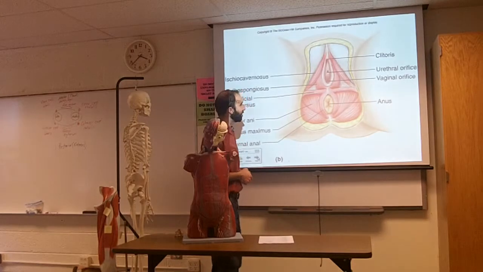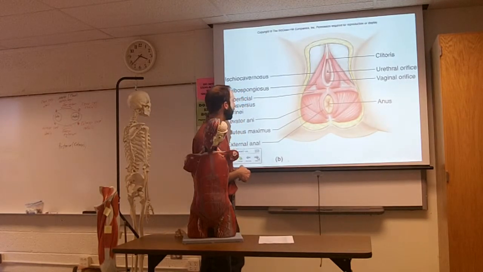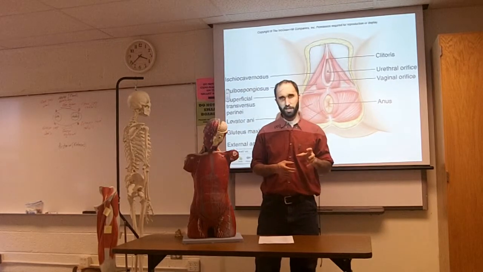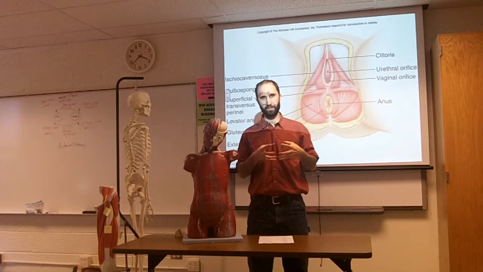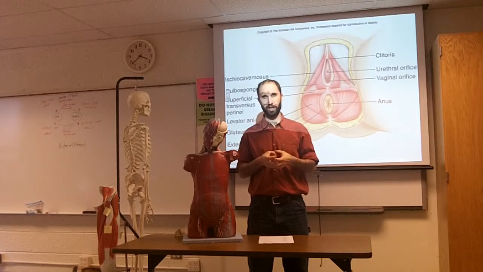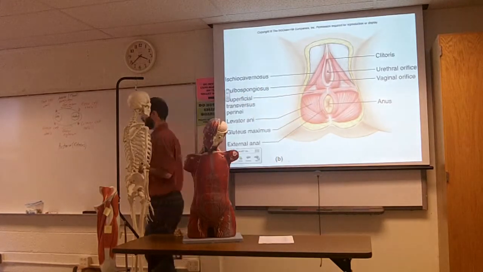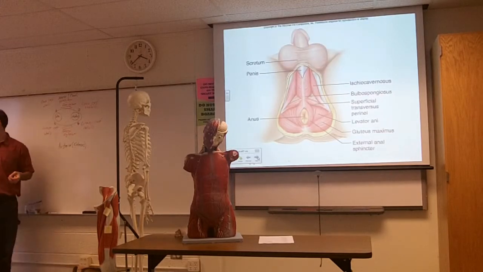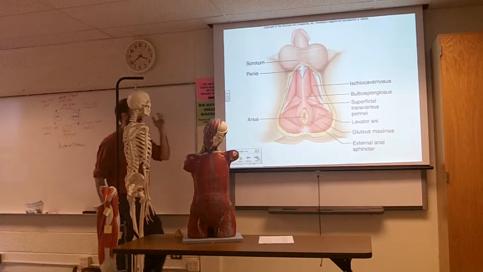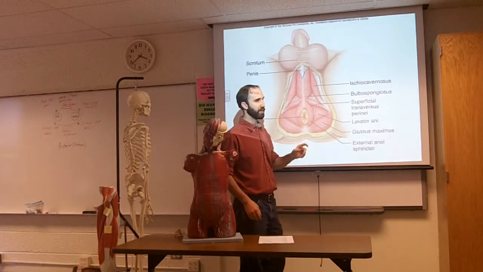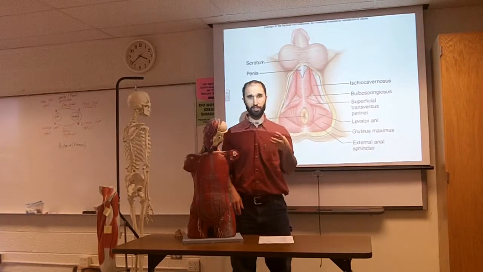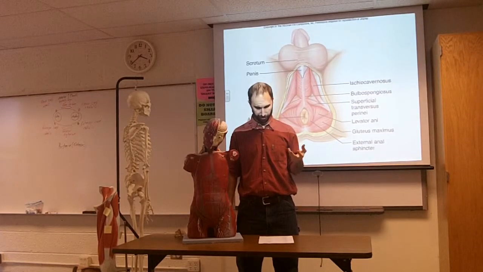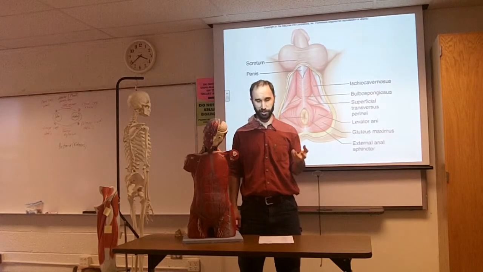Bulbospongiosis in the female is basically the sphincter muscle around the vagina. So this is what allows you to constrict the vagina. In the male, it has a very similar action, except males don't have a vagina. The bulbospongiosis is what is around the shaft of the penis and allows the male to constrict the penis, usually to push urine out. It's also involved in ejaculation as well.